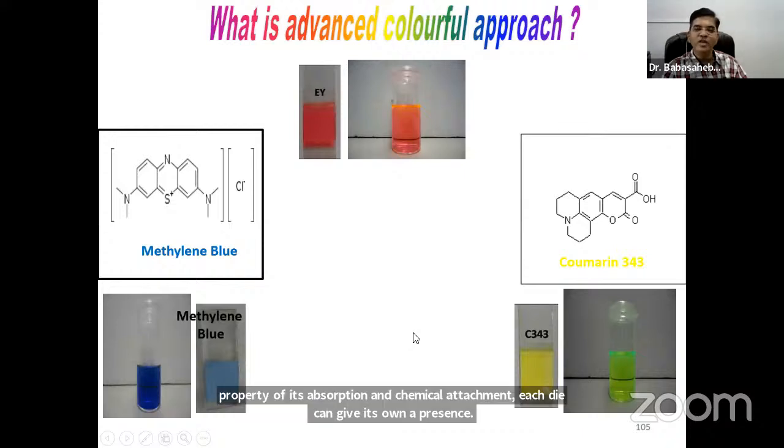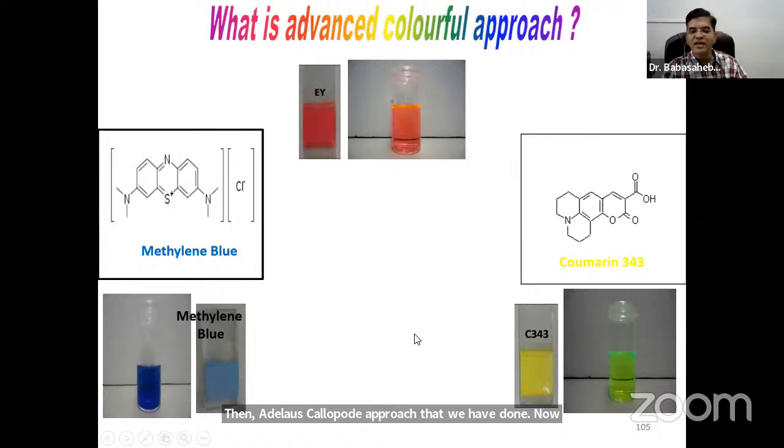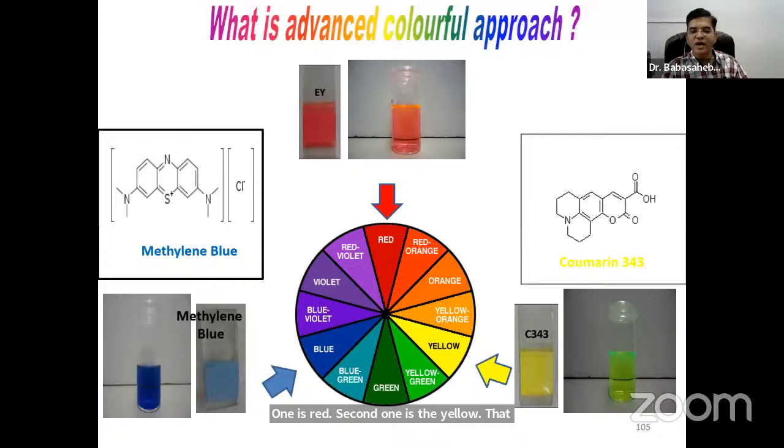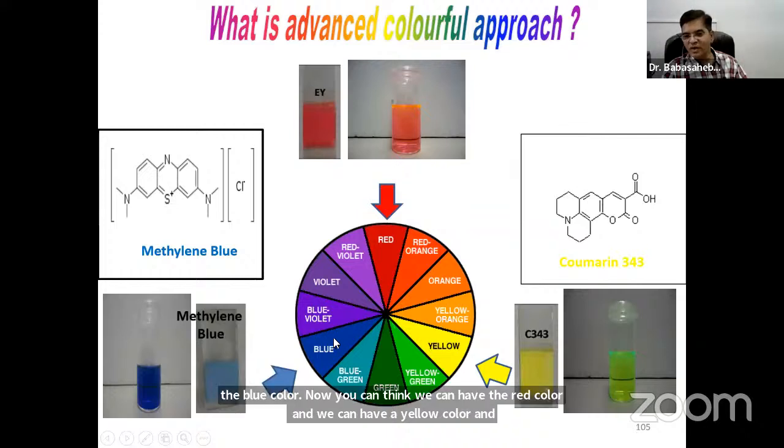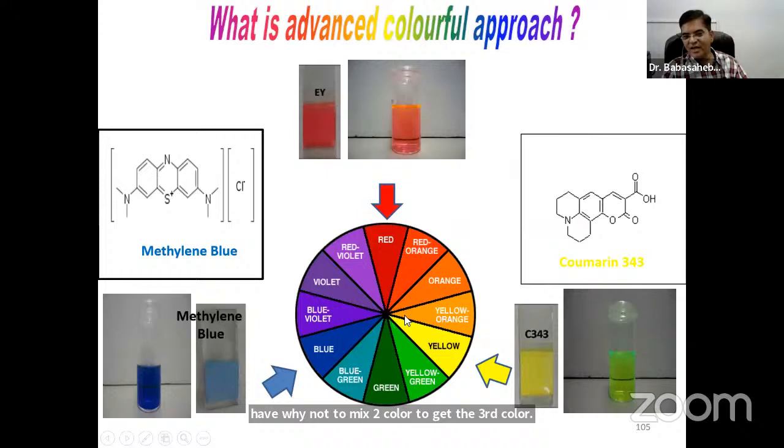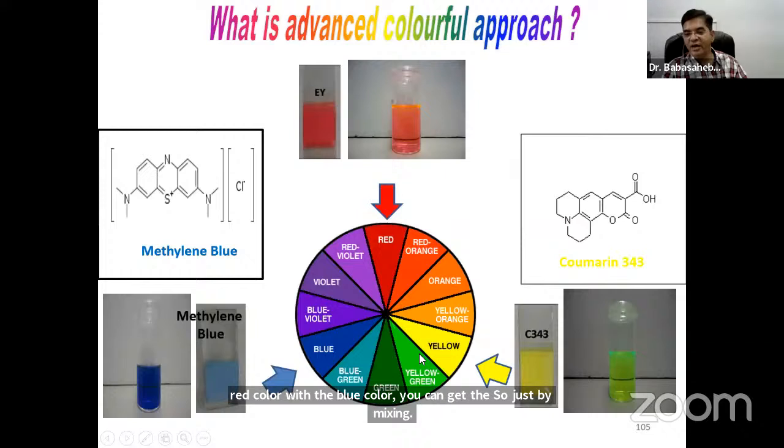Now you can think we have three colors in our hand. One is red, second is yellow, third is blue. Why not mix two colors to get the third color? So we have mixed the red color with yellow color to get orange color. If you mix yellow color with blue color you get green color, and if you mix red color with blue color, you can get the violet color. Just by mixing, that is called a cocktail dye or blended dye.